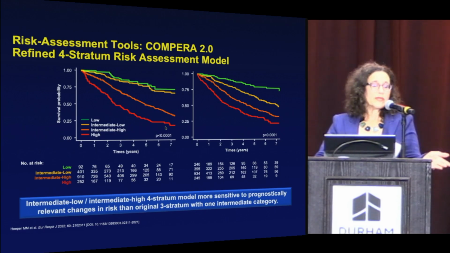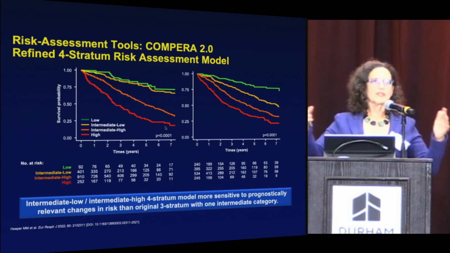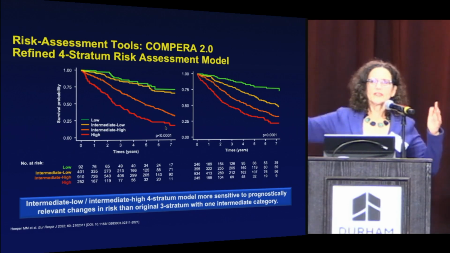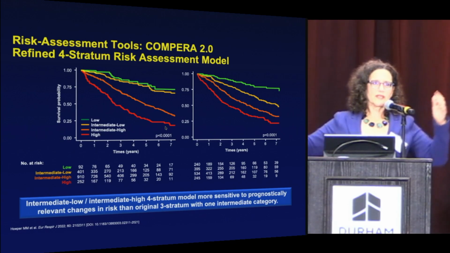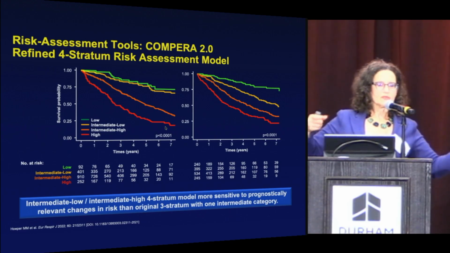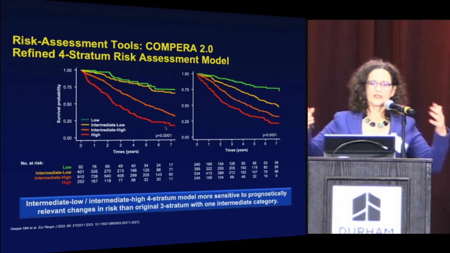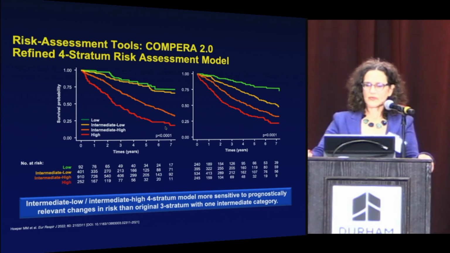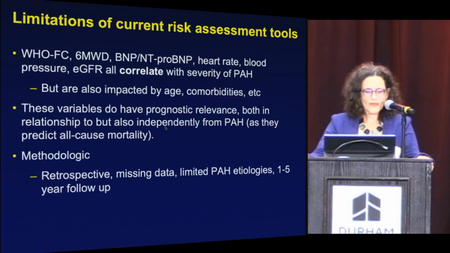So now we use that, which I think is incredibly helpful in clinic, because when you had an intermediate risk patient before, we knew there was a big difference in them. And on the one hand, you could be talking about parenteral prostacyclins, and on the other hand, you could be talking about inhaled or oral prostacyclins. And so it really helps divide that group out more clearly.